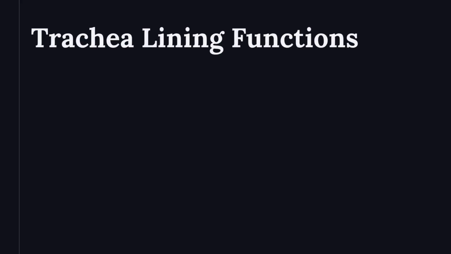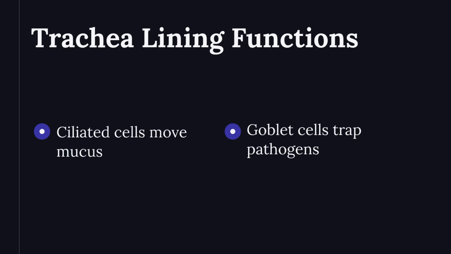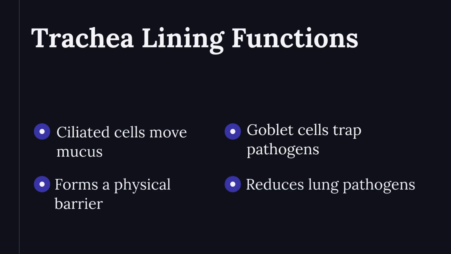The trachea is lined with ciliated cells. These cells move mucus and pathogens upwards. Goblet cells create mucus to trap pathogens. This forms a physical barrier in the airways. Ciliated cells reduce pathogens entering the lungs.